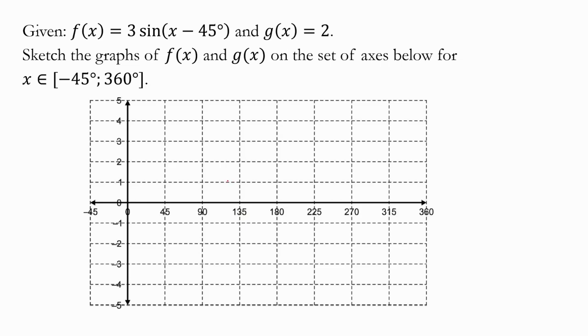Right, let's do question 2a. Given f of x is equal to 3 sine of (x minus 45 degrees) and g of x is equal to 2, sketch the graphs of f of x and g of x on the set of axes below for the domain negative 45 degrees to 360 degrees.